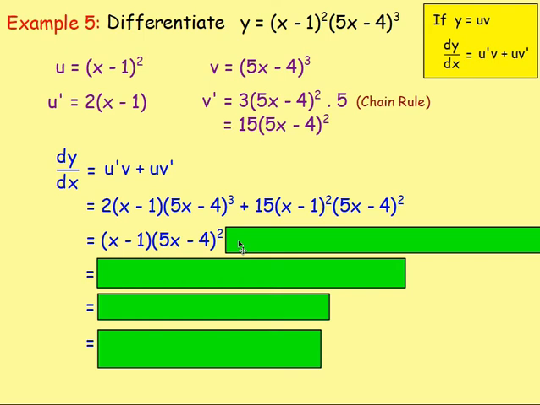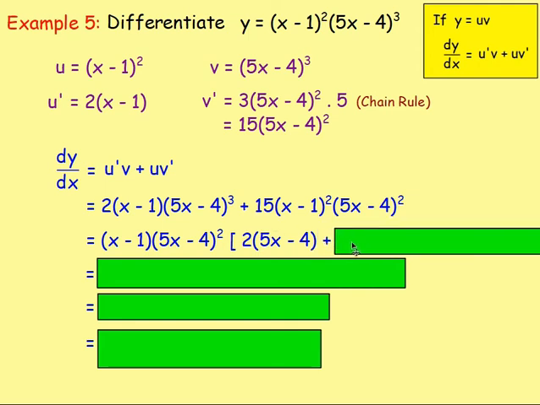From there then, put the rest into brackets. I'm going to use square brackets because I'm going to have brackets within brackets. So from here, this times what will give me this left hand side. I need the 2 first of all, so you're going to put in 2. X take away 1 times, well, I've already got the x take away 1, and 5x take away 4 squared times what will give me 5x take away 4 cubed, while missing another 5x take away 4. From there, I'm going to write down plus, and I need the 15, so you're going to write down 15.